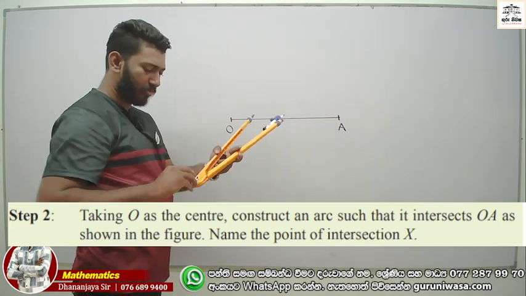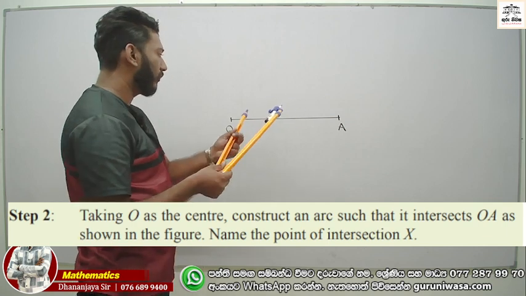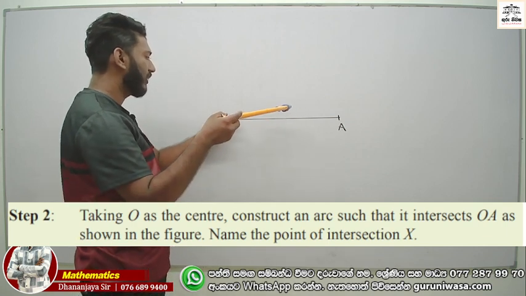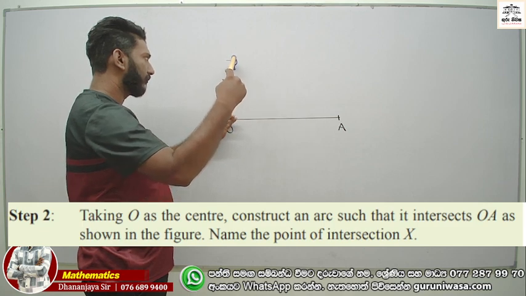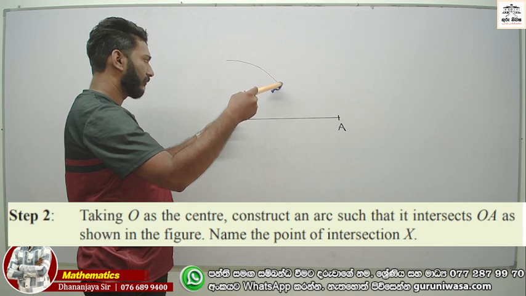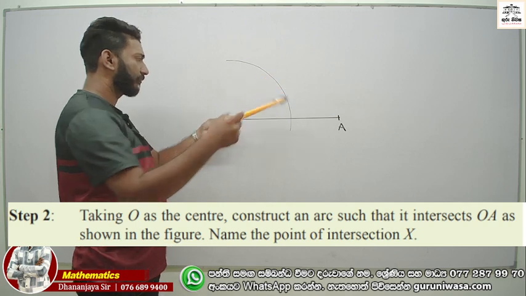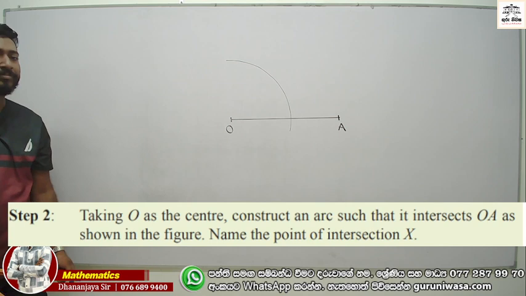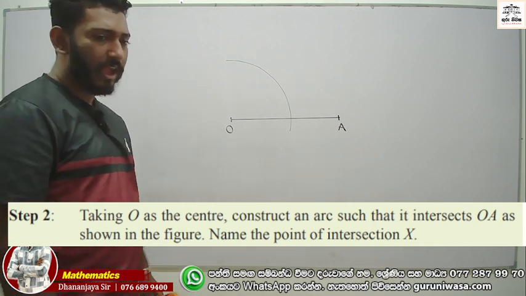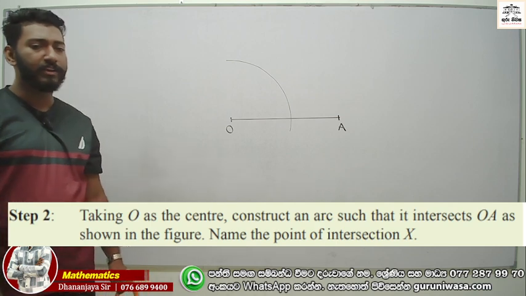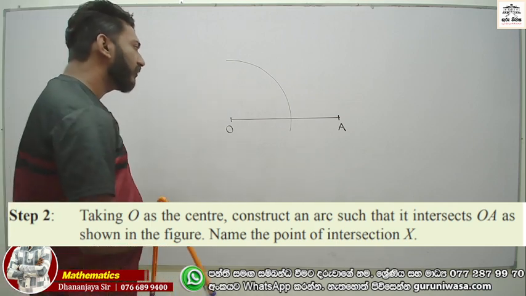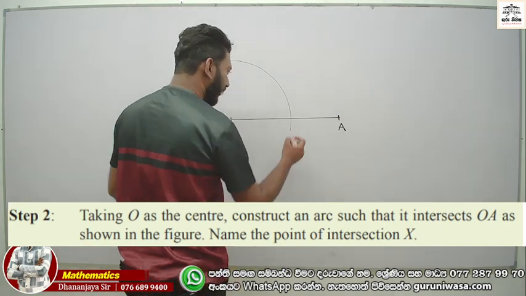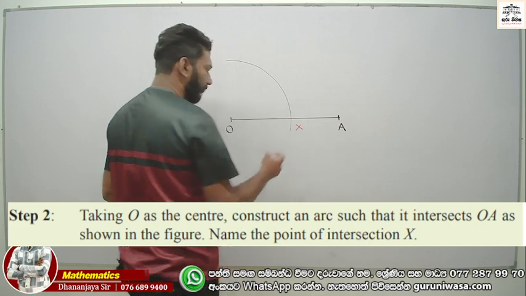Now I'm going to take O as the center with a radius less than OA and draw the arc like this. And name the point of intersection X. Now I'm going to mark the intersection point as X. Now this one is X. Right.